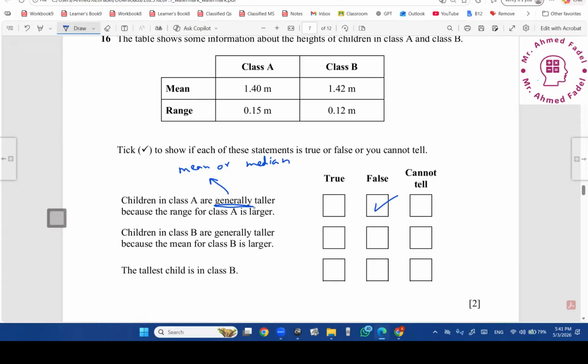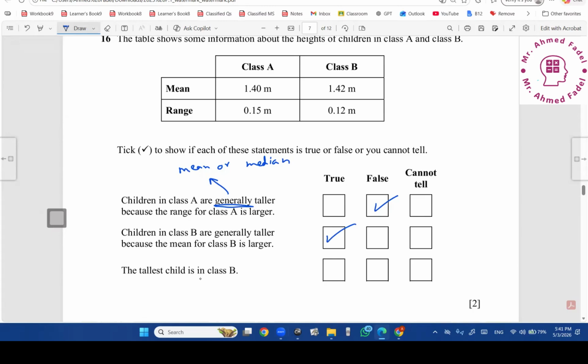It is false. Children in class B are generally taller because the mean for class B is larger. You're going to find here, yes, it is true. They are generally taller because the mean for class B is larger. Yes, the mean is for general comparison.